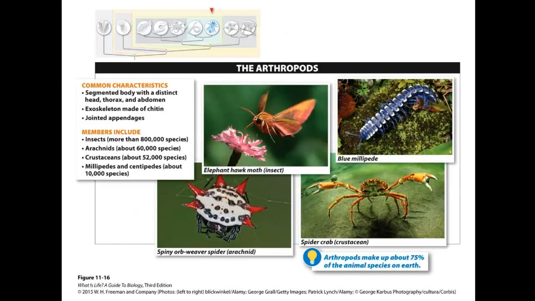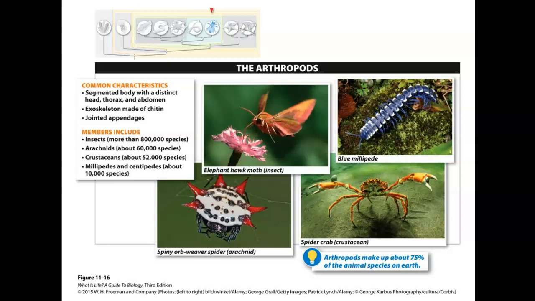Now with the arthropods, their common characteristic is that they do have segmented bodies, and there's going to be about 1 million different species of arthropods. 75% of all animal species actually falls under the arthropod group. 60% of all species on Earth, of all animals.